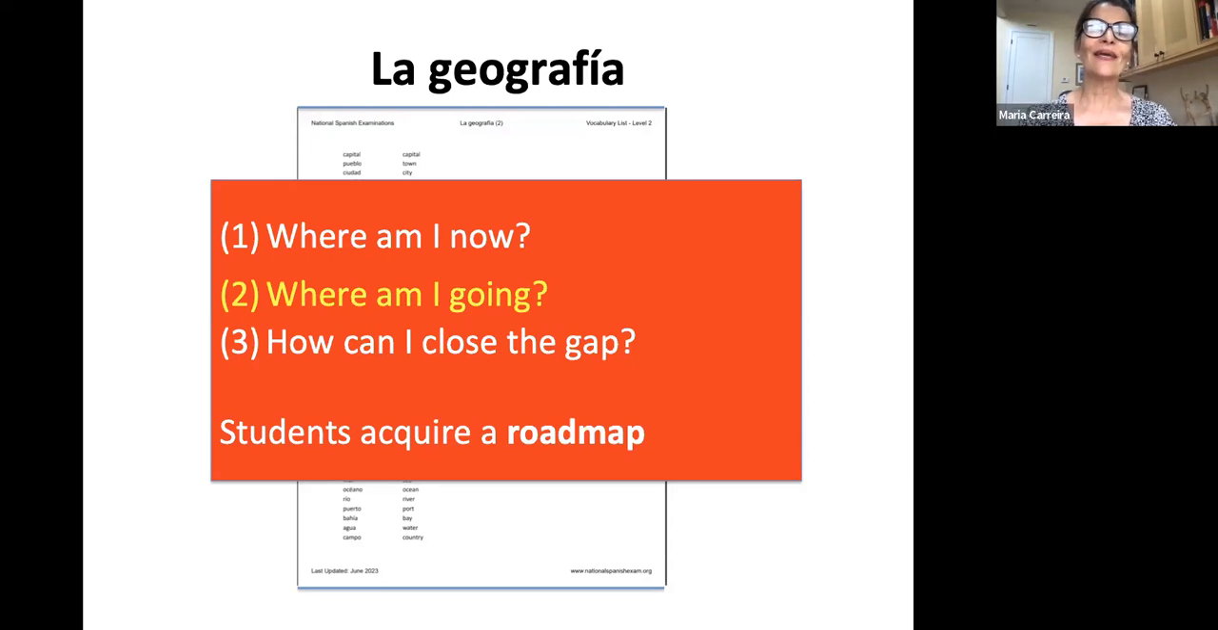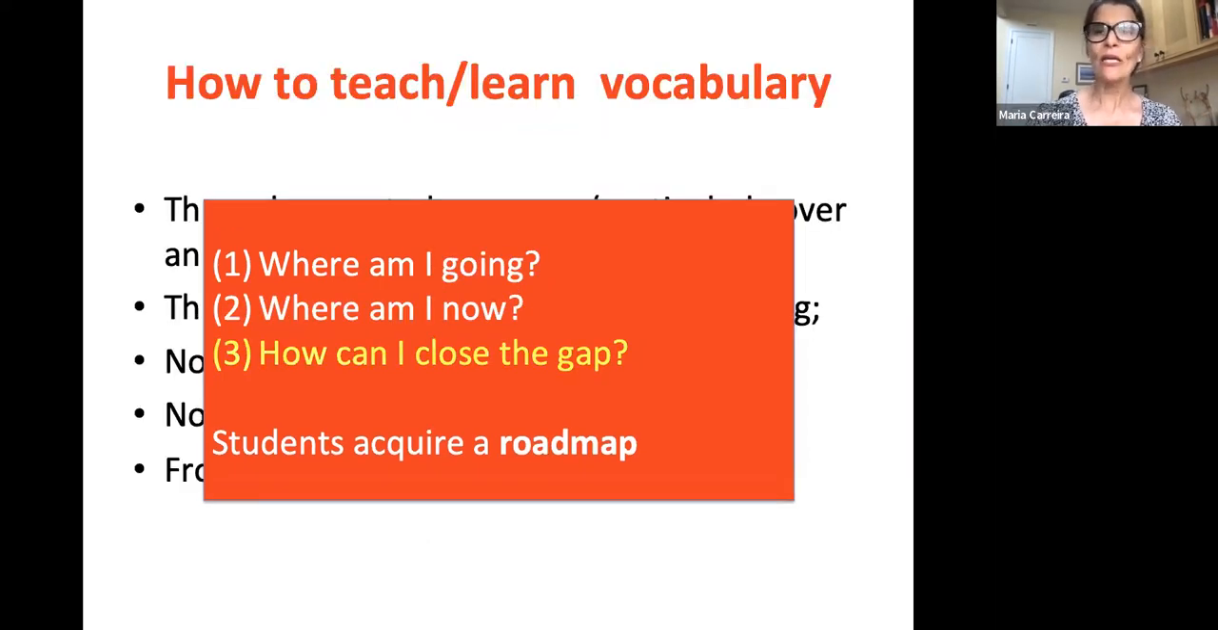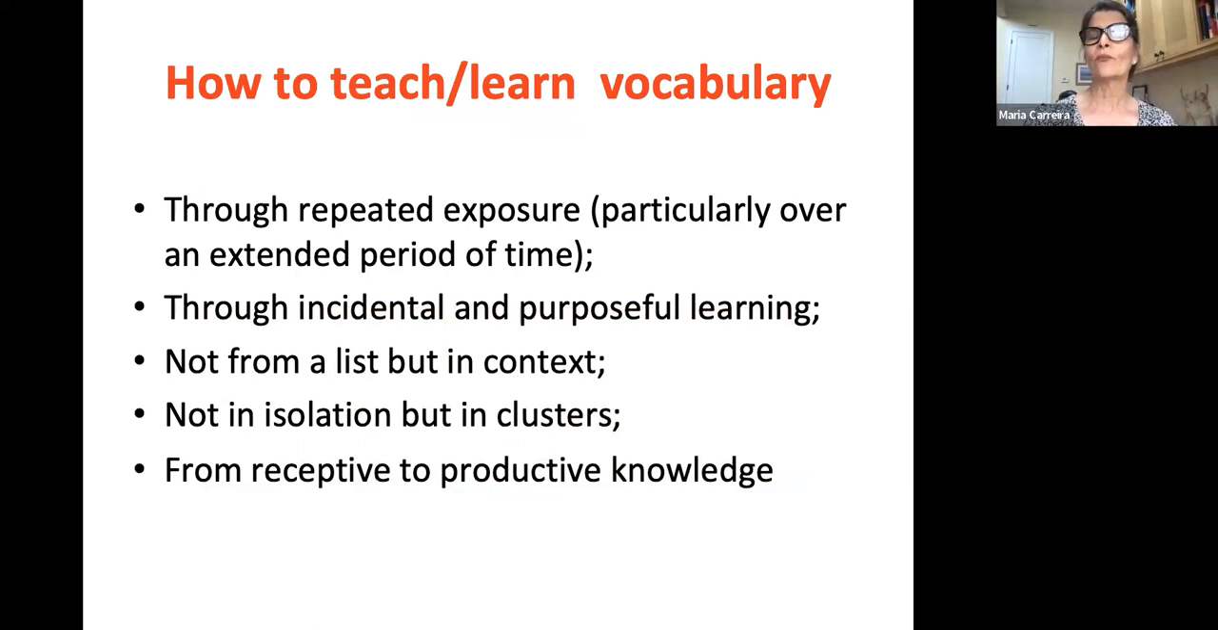Students need to understand how to get to that next level. In other words, how to close the gap. There's a lot of research that has been done on how to teach and learn vocabulary. Here, I'm just going to point out a few strategies that we know work really well. First of all, with vocabulary, we know that repeated exposure is of the essence. Sometimes it takes as many as 17 exposures to a word to learn its meaning and to be able to use it productively. Not all words take that long, right?